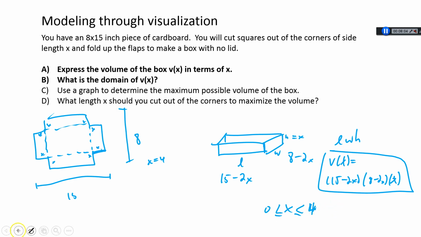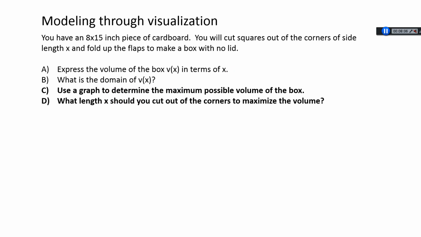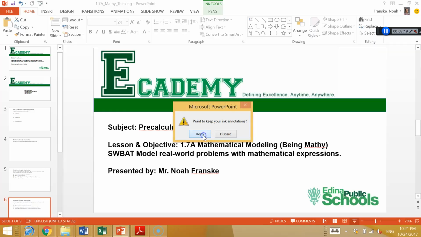All right, so next up, we're going to use a graph to determine the maximum possible volume of the box. So I'm going to go to Desmos here, and we're going to use a graph to determine the maximum volume of the box, and also what length we should cut to make the corners maximize the volume. I'm going to keep those.